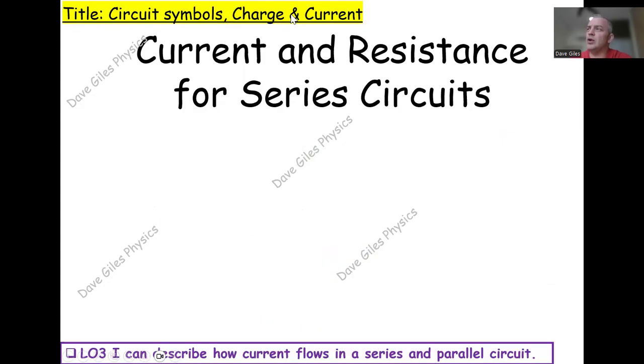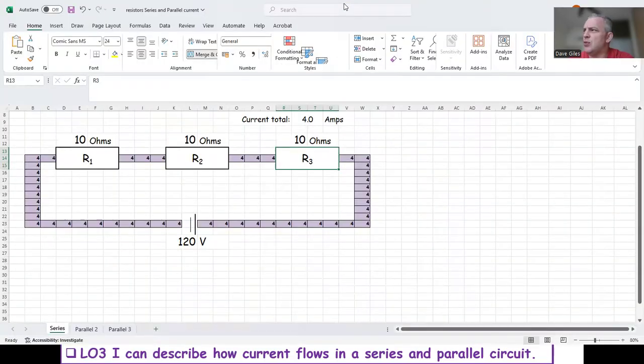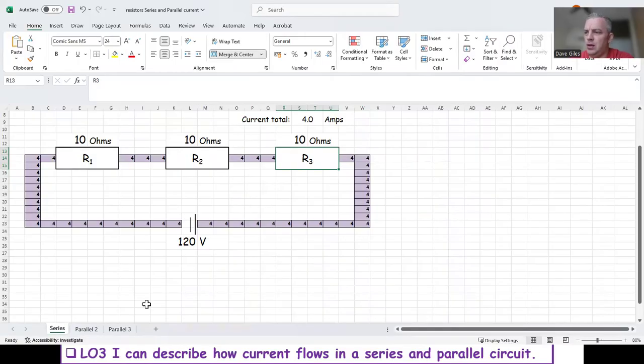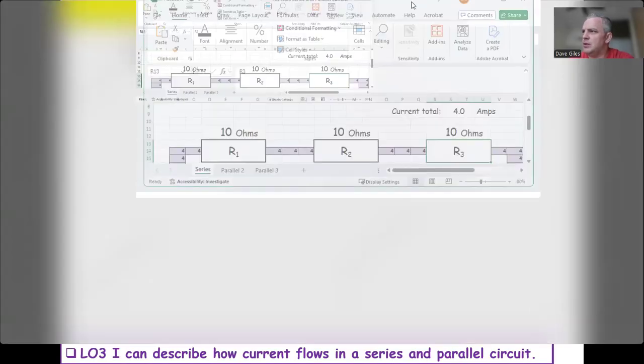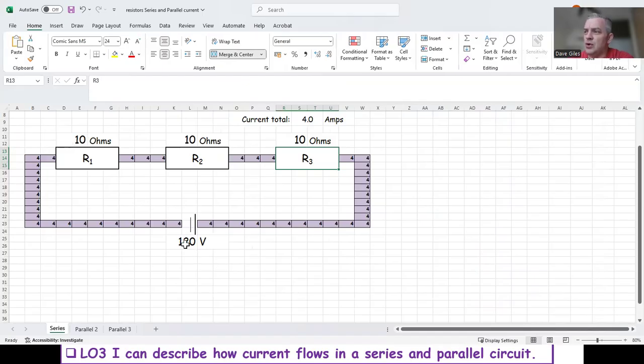And we want to have a look now at current and resistance for a series circuit. Mainly current we're looking at. So this here is a series circuit, this little thing I've made here. You can see I've got 120 volts and 3 resistors. Each of them is 10 ohms. You can see that the total current is 4 amps, and it's the same everywhere.